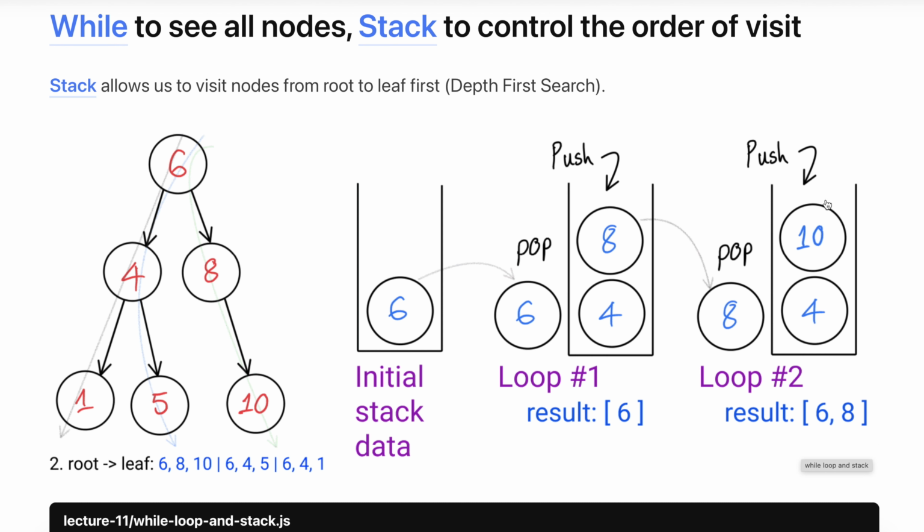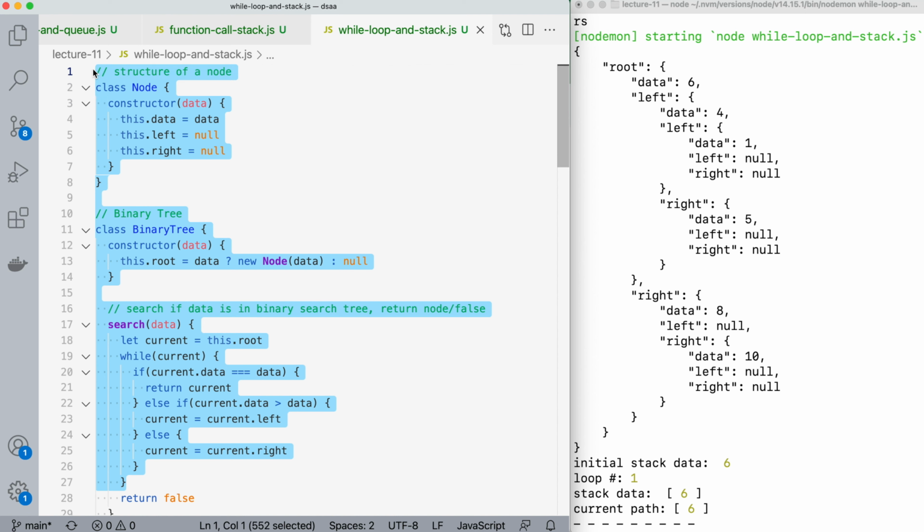So we push 10 into the stack and we put 8 into the result array. Our result after the second loop is 6 and 8. You can imagine if we continue loop number 3, we will pop the stack again, which is gonna give us 10. Then we have the first path from root to leaf, which is 6, 8, and 10. That is how it looks like in high level. Now let's see how it looks like in our code.